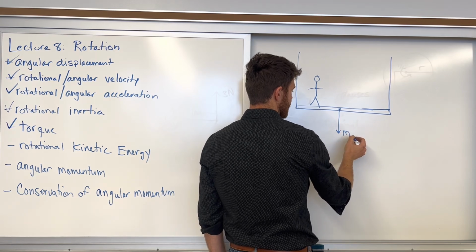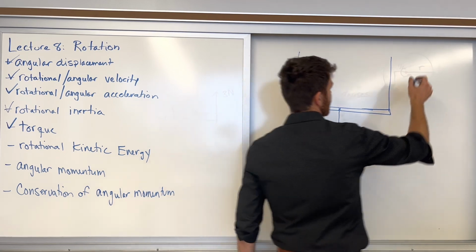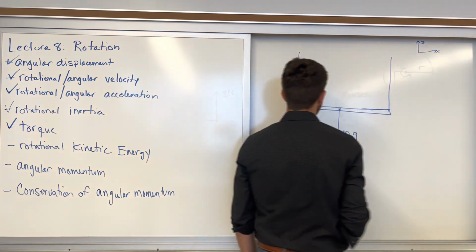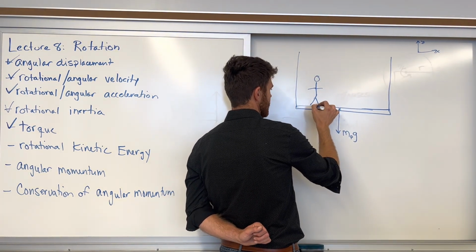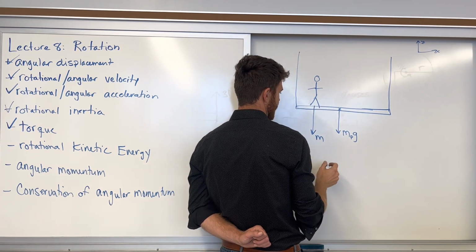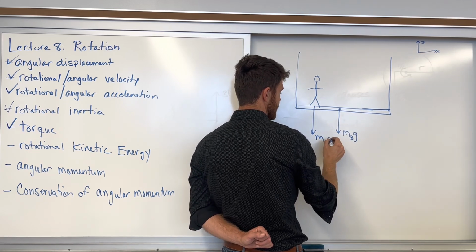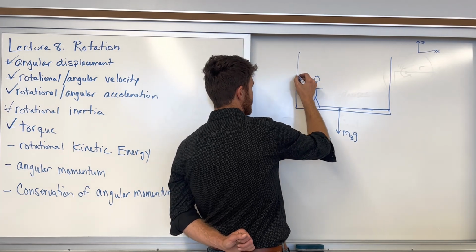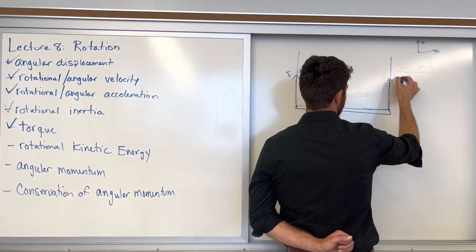So this is the mass of the plank times gravity. Okay? I'm going to draw a coordinate system. Let's say this is positive x, this is positive y. Now this person has a weight acting on this plank. Oh, I'm going to call this a board. This is the mass of the board, and this is the mass of the person times gravity. And in these cables, there's going to be tension, tension 1 and tension 2.